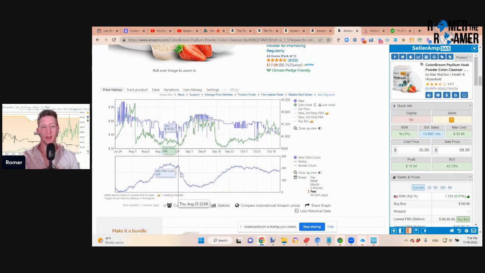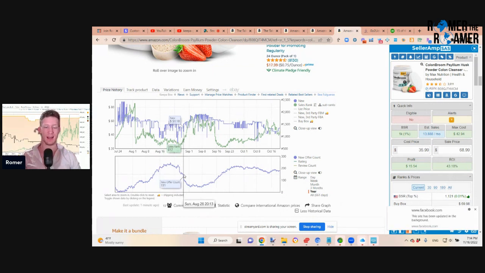This is my favorite way to really guarantee that the item sells. When I see this variation in number of sellers, I'm like, okay, this is a good item. These people are making money, therefore I can make money too.